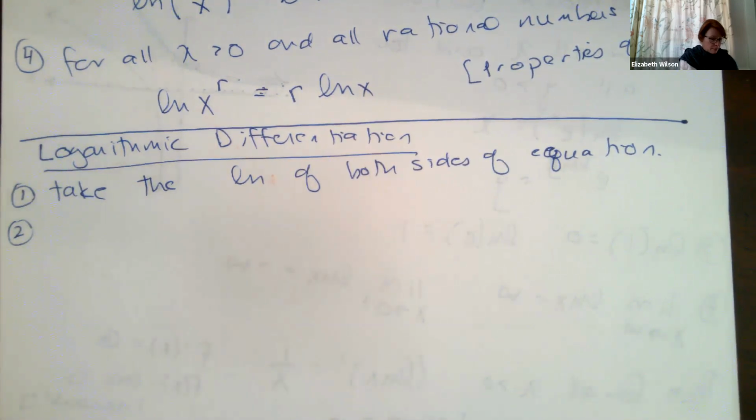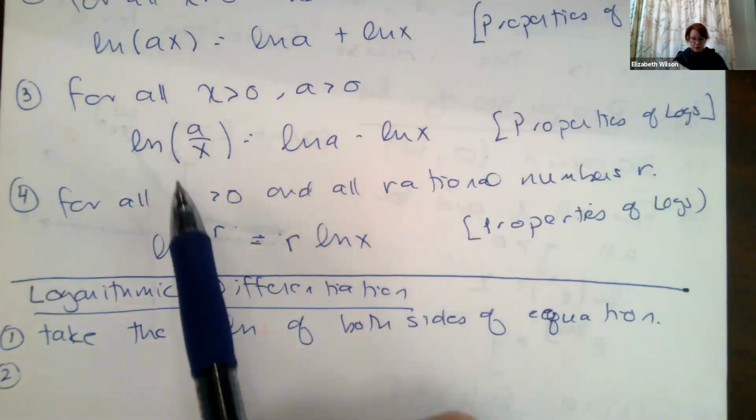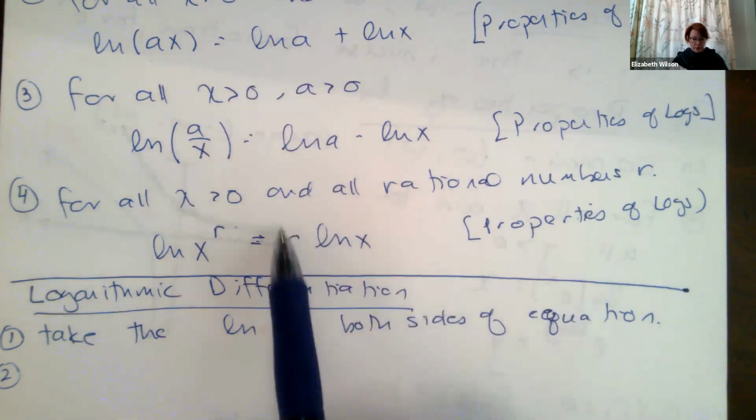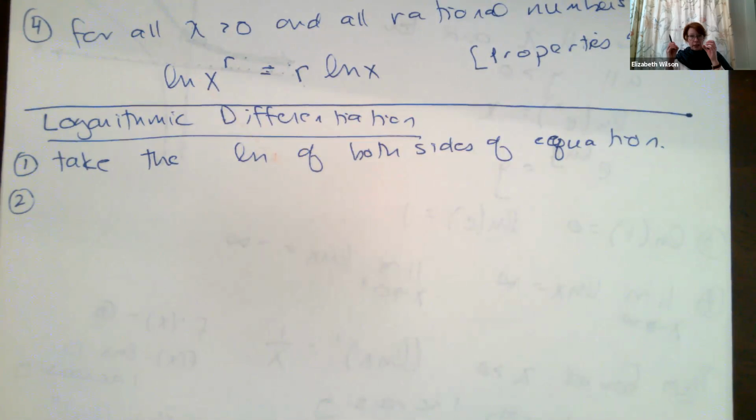My next step is I'm going to use my properties of logs, these things that we just talked about, the multiplication property, the division property, and the exponent property, right? These things that we just did here. I'm going to use that to break this big equation up into smaller chunks, like individual chunks.